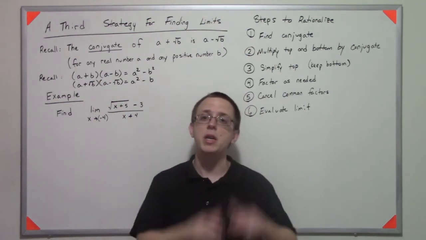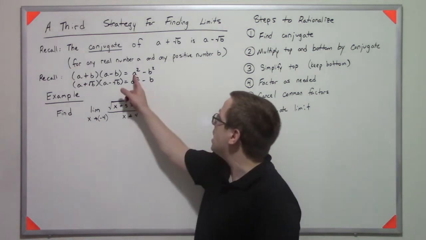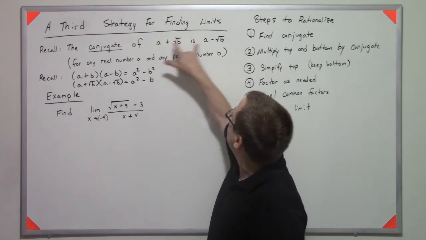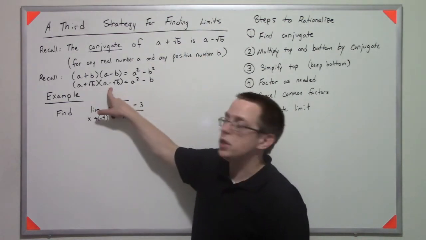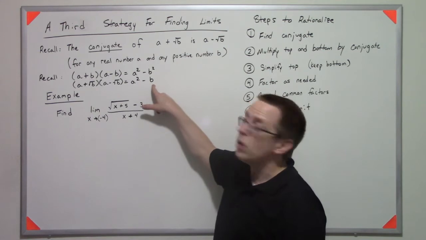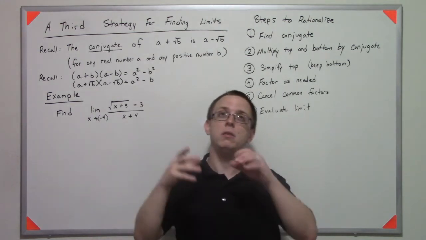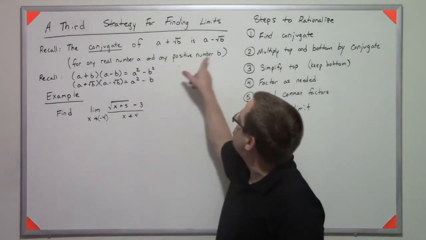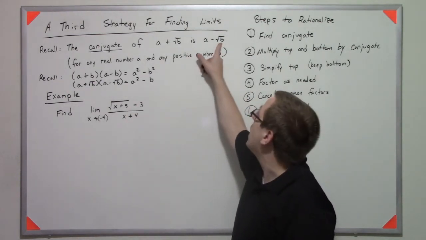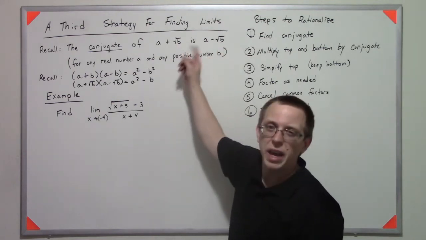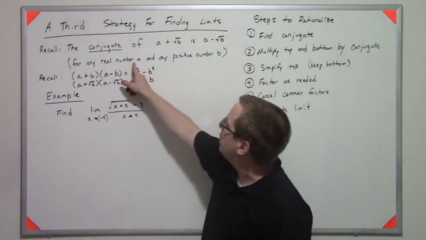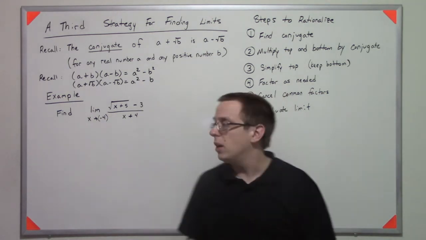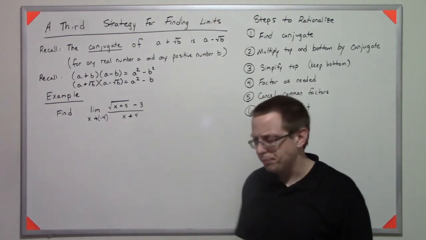Remember that a plus b times a minus b is a squared minus b squared. Similarly, if I have two conjugates and I multiply those together, I get a squared minus, I don't get b squared, I get b, because it's the square root of b squared. Again, this assumes that b is a positive number. Technically, you can have zeros inside a square root, but if you do, you don't really have conjugates. And then a can be positive or negative. Given that idea, let's take a look at an actual limit.